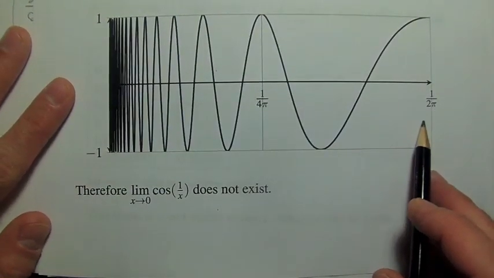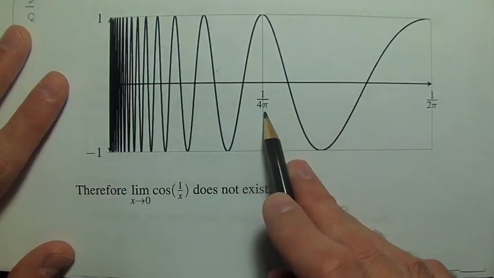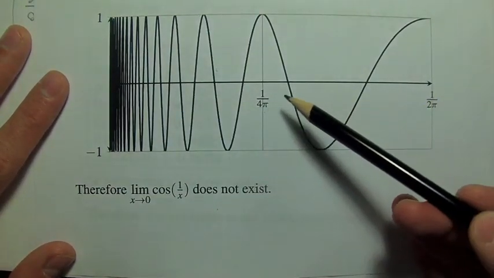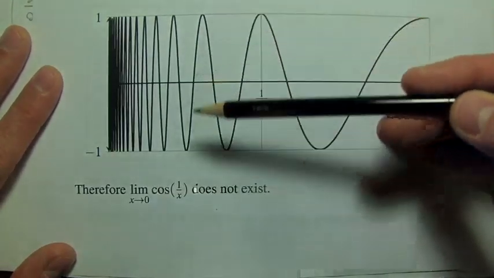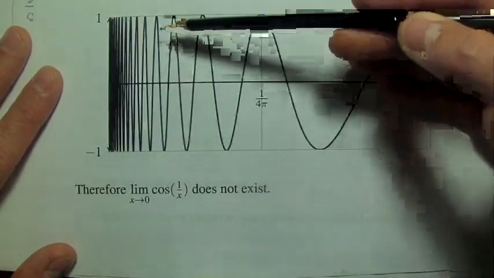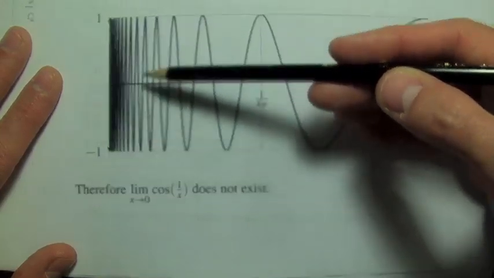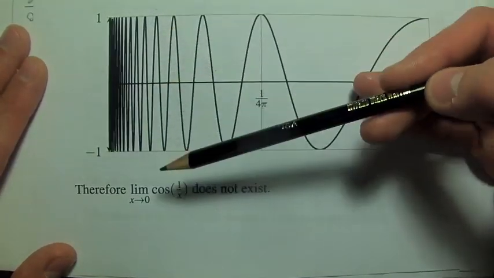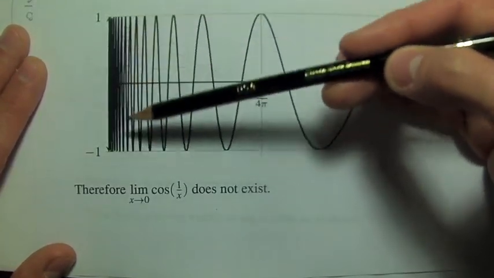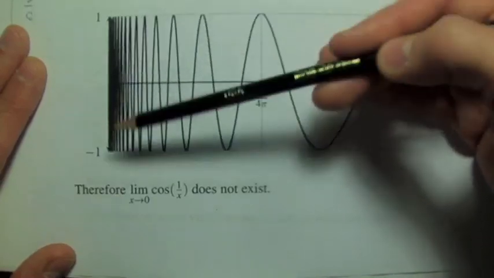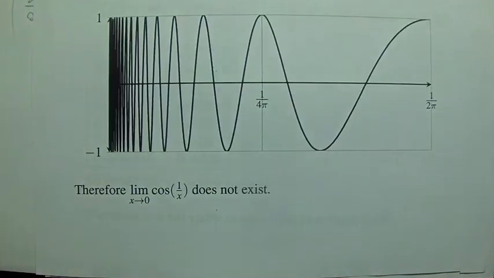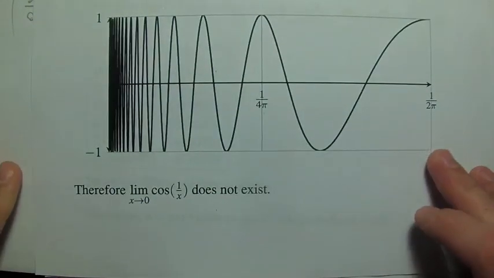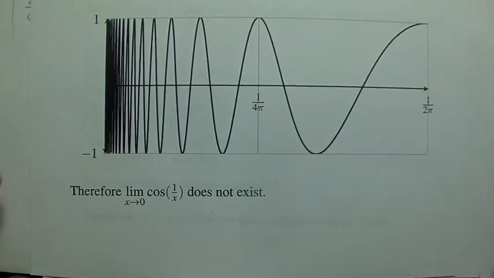This is 1 over 2 pi. This is 1 over 4 pi. And you see as x gets closer and closer to 0 from the right, we have oscillations back and forth. Cosine of 1 over x goes back and forth from -1 to 1. And as it gets closer and closer to 0, it starts oscillating faster and faster and faster. And there's no number that this function gets closer and closer to.